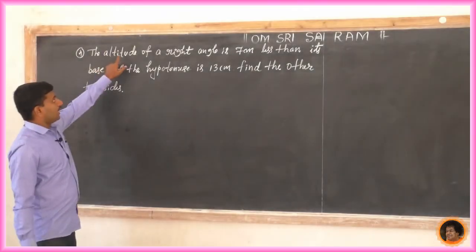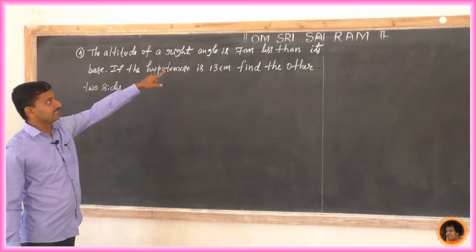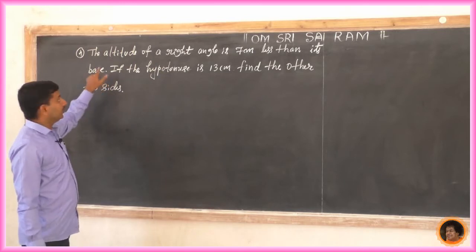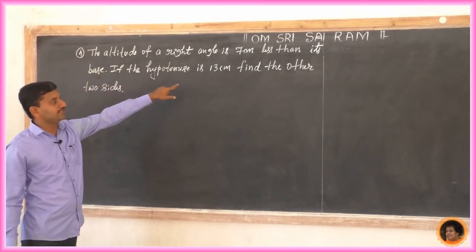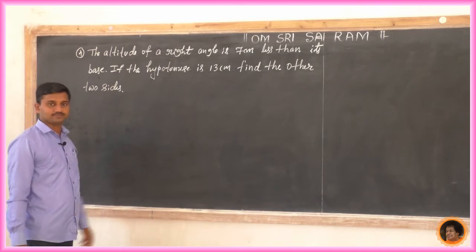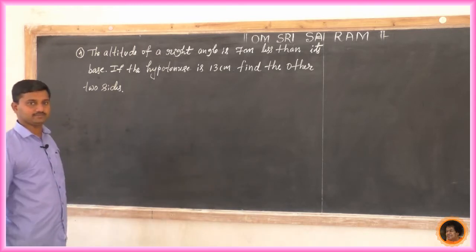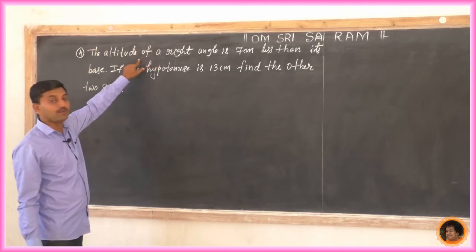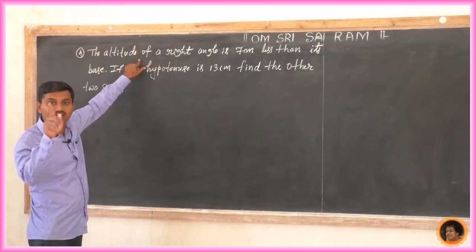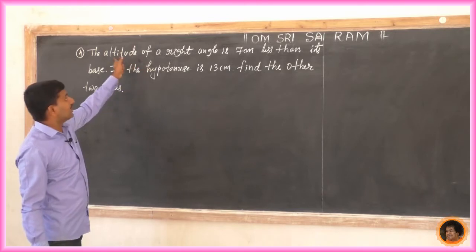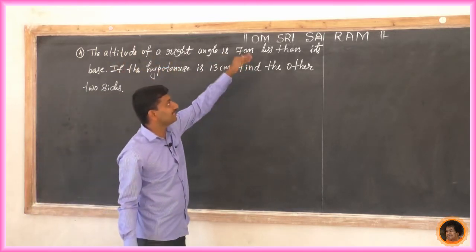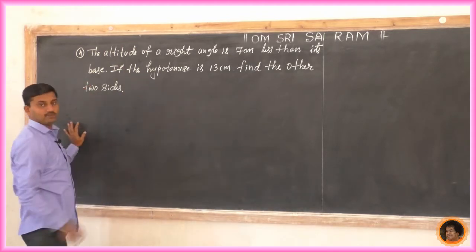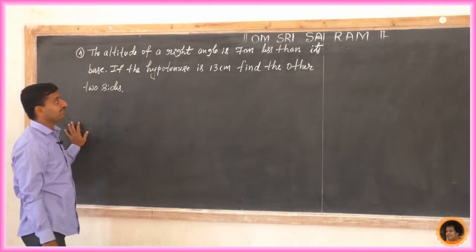Next question. The altitude of a right angle triangle is 7 centimeter less than its base. If the hypotenuse is 13 centimeter, find the other two sides. Understand the question correctly. What is given here? The altitude of a right angle triangle is 7 centimeter less than its base. Altitude means height. And the hypotenuse is also given, 13 centimeter. So find the other two sides.